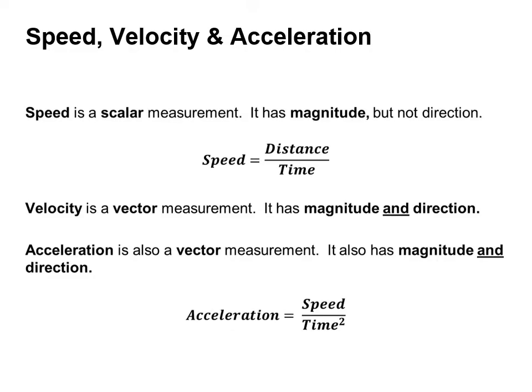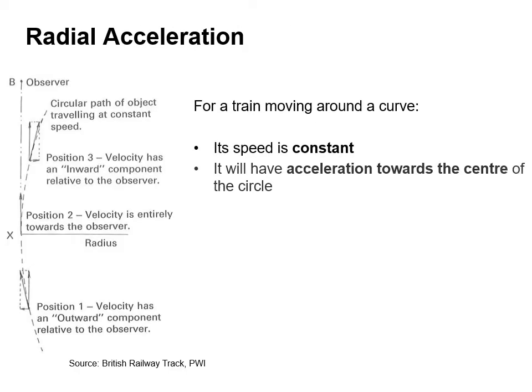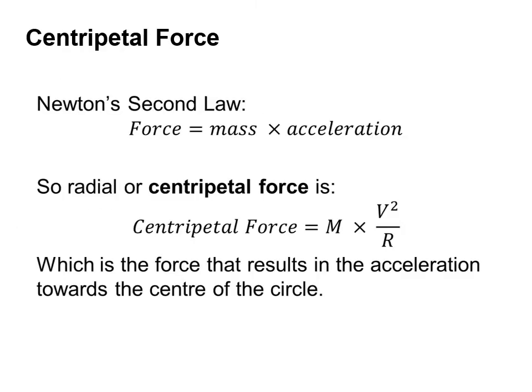So speed is a scalar measurement. It has magnitude but no direction, whereas velocity is a vector measurement. It has magnitude and direction. Acceleration is also a vector measurement. It also has magnitude and direction. For a train moving around a curve, its speed is constant and it will have acceleration towards the centre of the circle. So based on Newton's second law, force equals mass times acceleration, the radial or centripetal force is the mass times the acceleration, which is the force that results in the acceleration towards the centre of the circle.